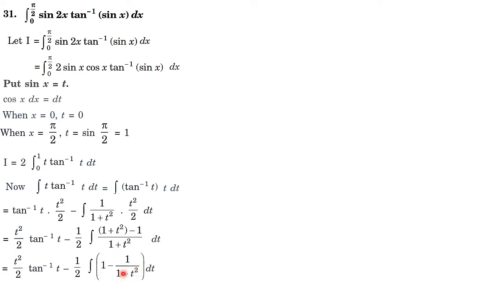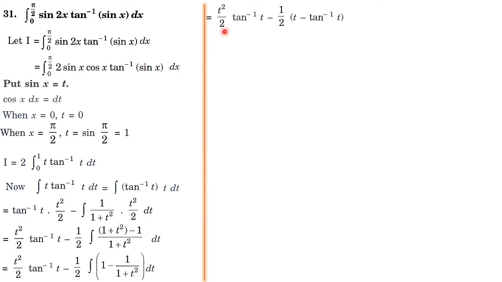Quite a familiar format, we have done this calculation several times. So t square by 2 into tan inverse t, minus 1 by 2 into integral of 1 dt, that is t, minus integral of 1 by 1 plus t square dt, that is tan inverse t. Then t square by 2 tan inverse t, remove the bracket, minus 1 by 2 t, minus into minus plus 1 by 2 into tan inverse t plus c.